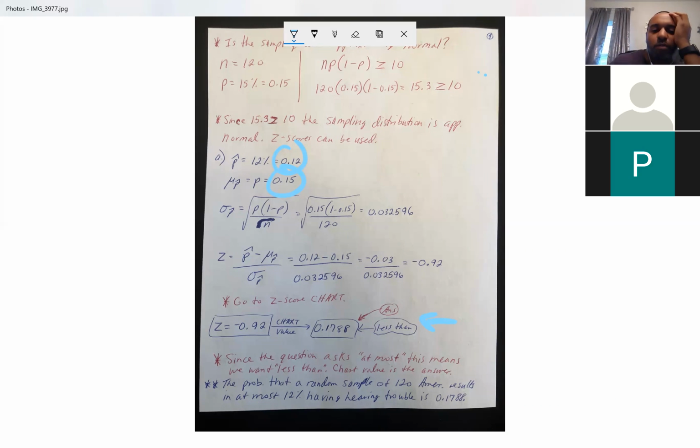All right. And remember that gives us less than. And the question asks at most. And at most means less than. So in other words, the 12% is at most at this marker, so you want everything else that's less than that. It's just another way of saying less than. At least would mean greater than. So the probability that a random sample of 120 Americans results in at most 12% having hearing trouble is going to be 0.1788.